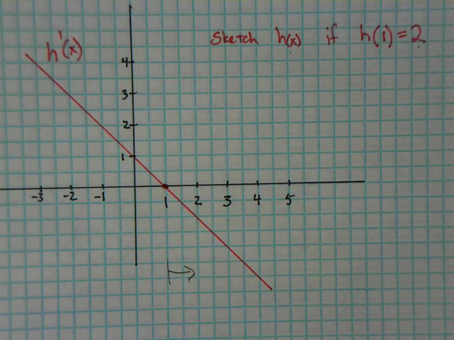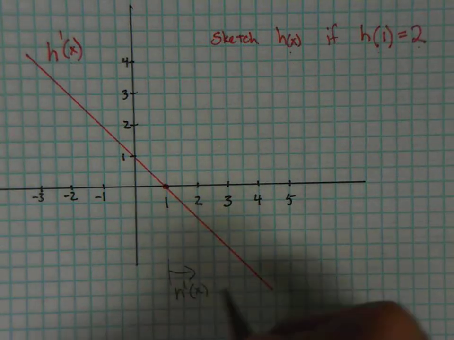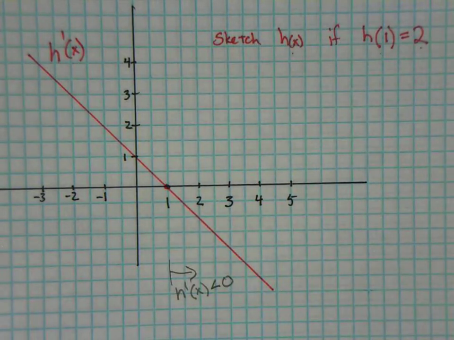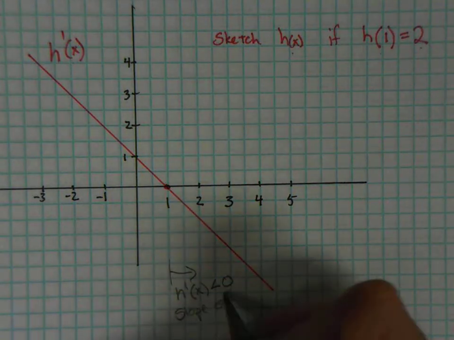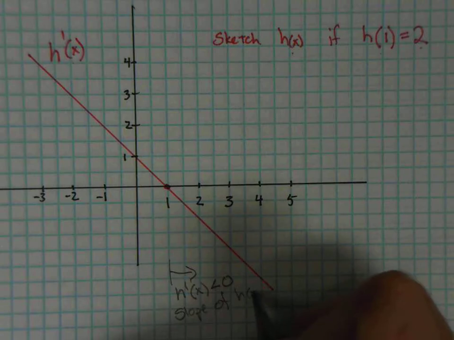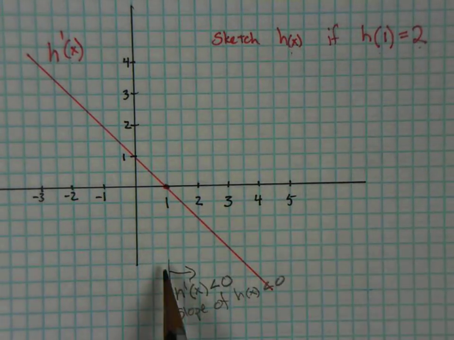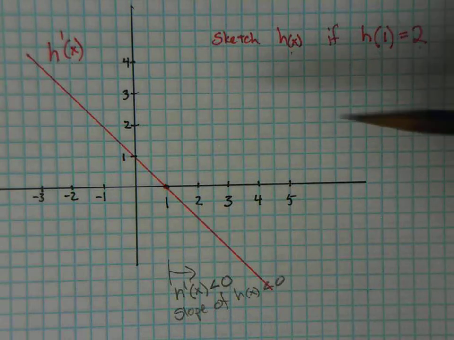To the right of x equals 1, let's see, h prime of x is below the x-axis, which means h prime of x is less than 0. How do we translate that into a statement about h? The slope of h is negative, well, for values greater than 1. Let's see if we can figure some more things out about h based on h prime.